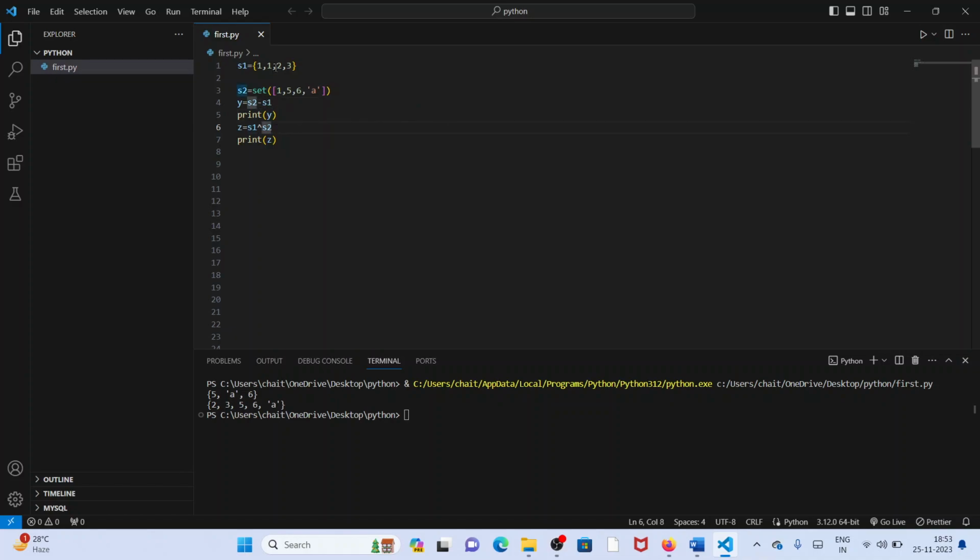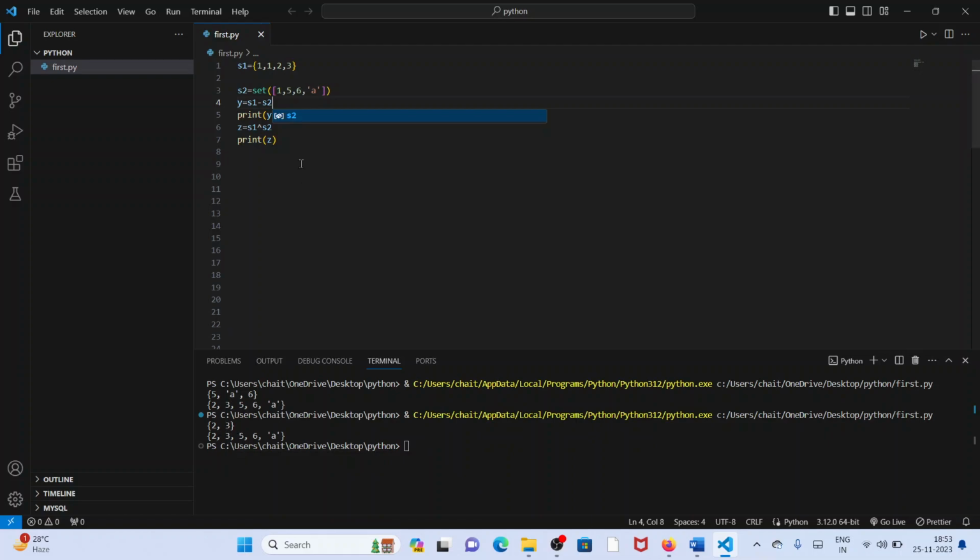Suppose you want S1 elements but not in S2, you just have to write S1 minus S2. S1 minus S2 means difference here. Minus denotes difference. Observe the output now: 2, 3. It returns elements present in S1 but not in S2. Okay, so that's it.